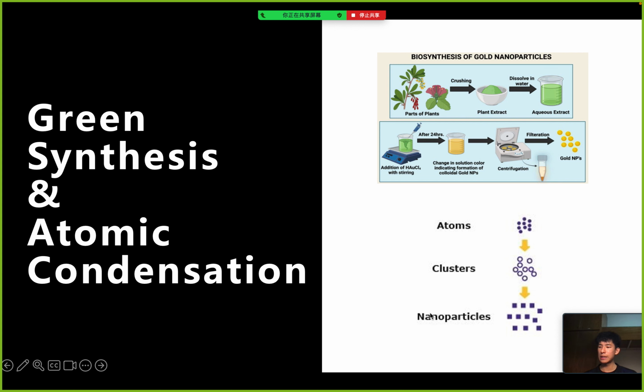And the second way is the chemical reduction of metal ions from solution. It is achieved by introducing a chemical agent. We don't have a picture here. The third one is the biological approach. You extract the gold nanoparticles from plants. You can see it from this picture here. Here's the exact process.